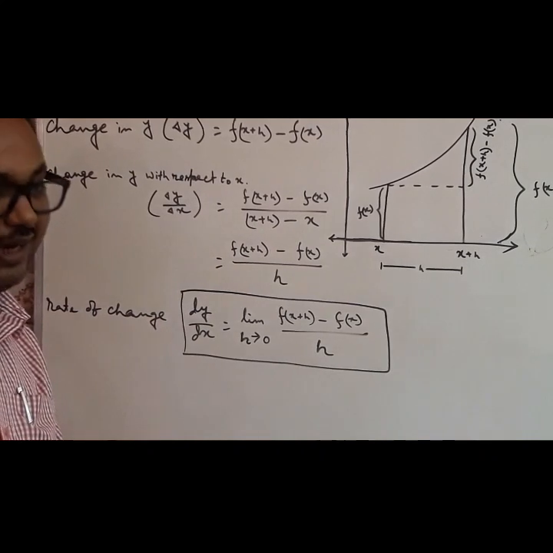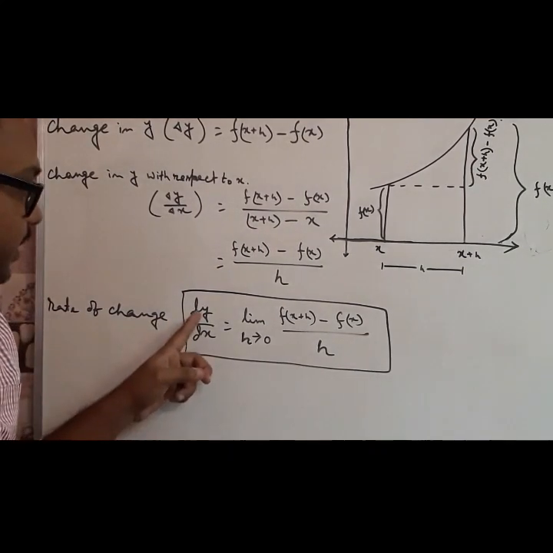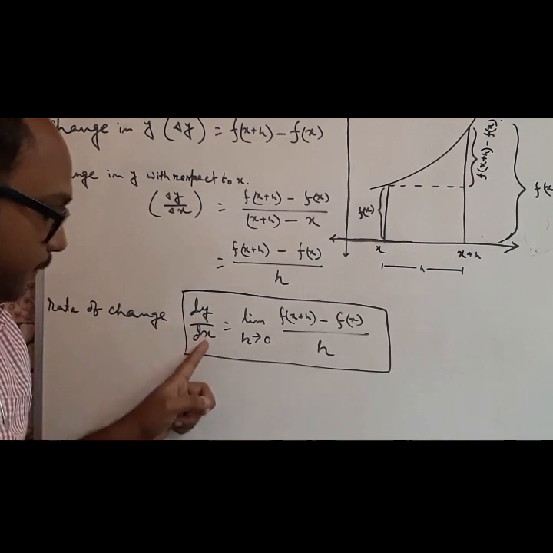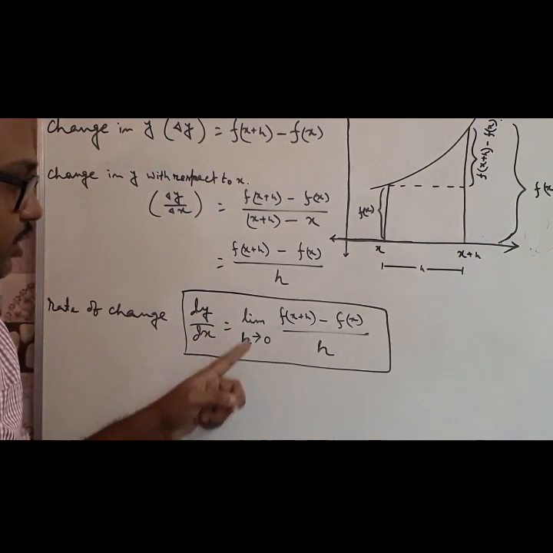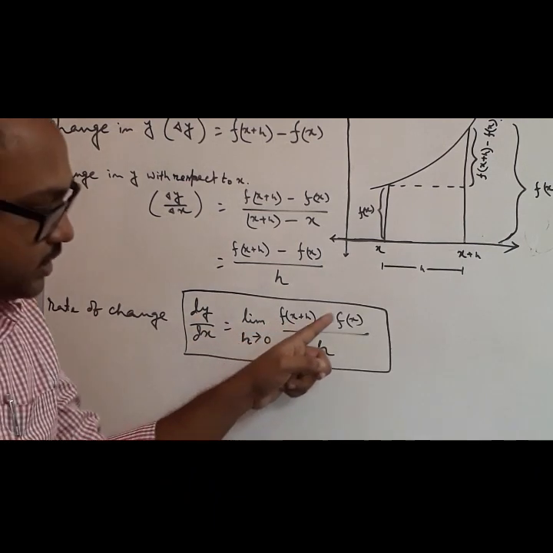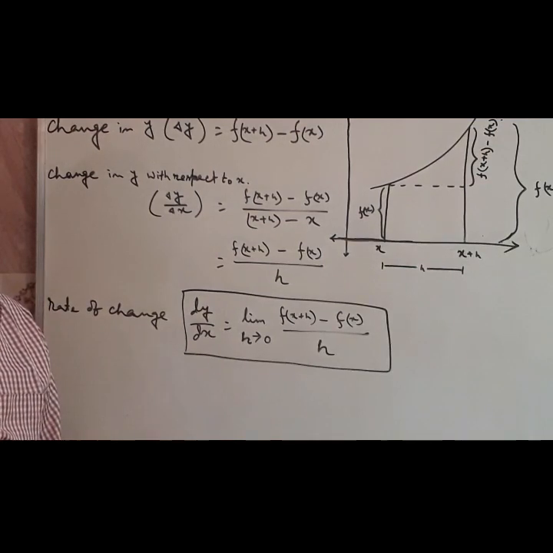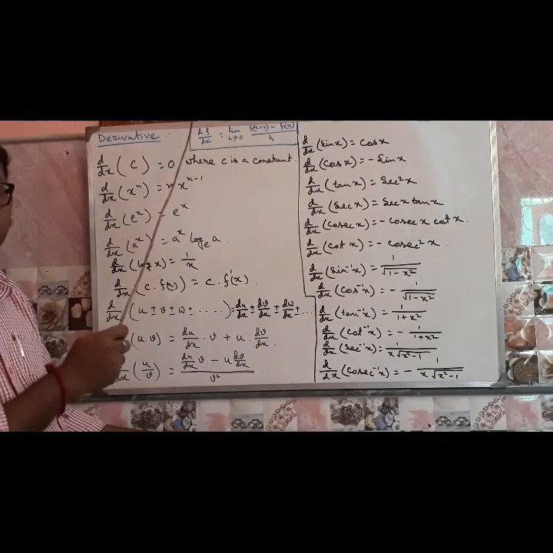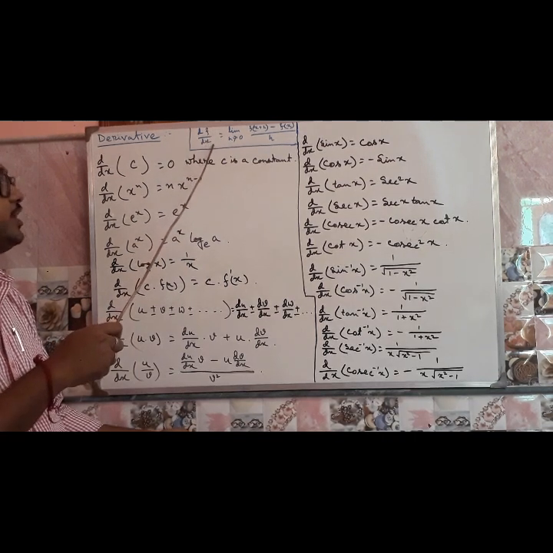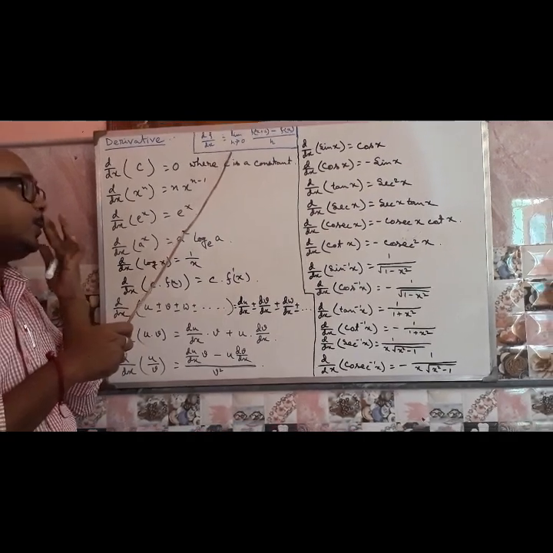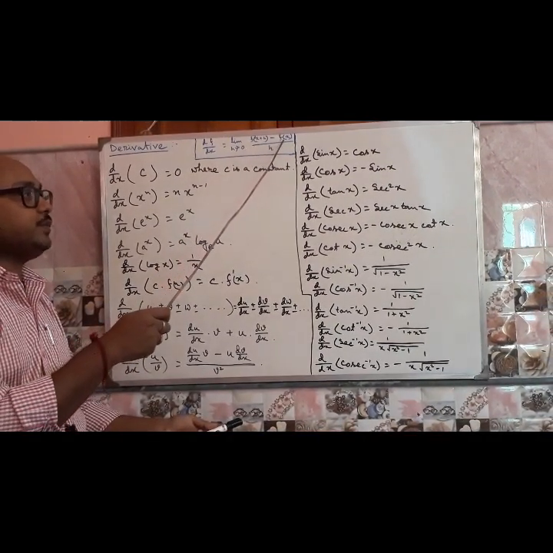What is that? Now, dy dx, that is derivative of y with respect to the variable x, that is limit h tends to 0, f of x plus h minus f of x by h. With the help of this first principle of derivative, differentiation of the function f with respect to x is equal to limit h tends to 0, f of x plus h minus f of x by h.